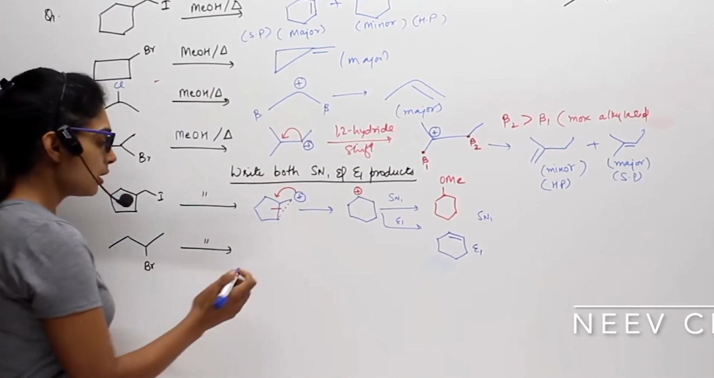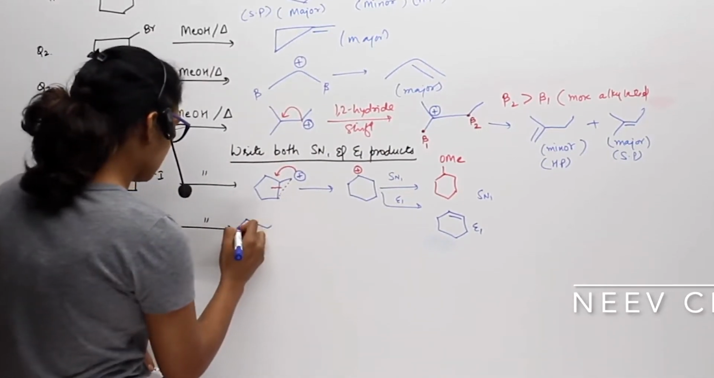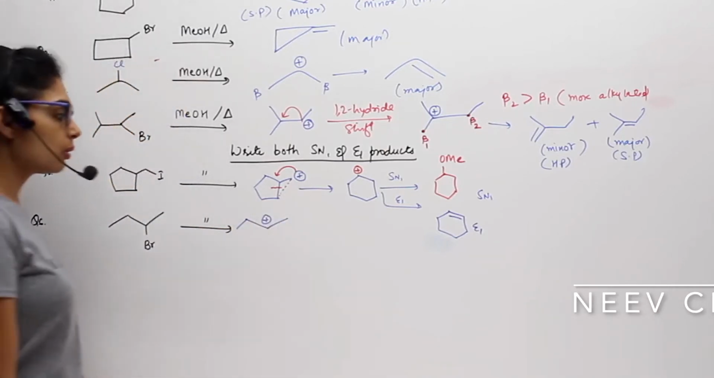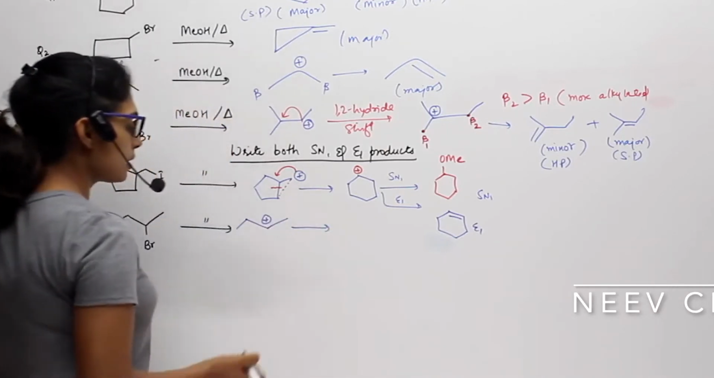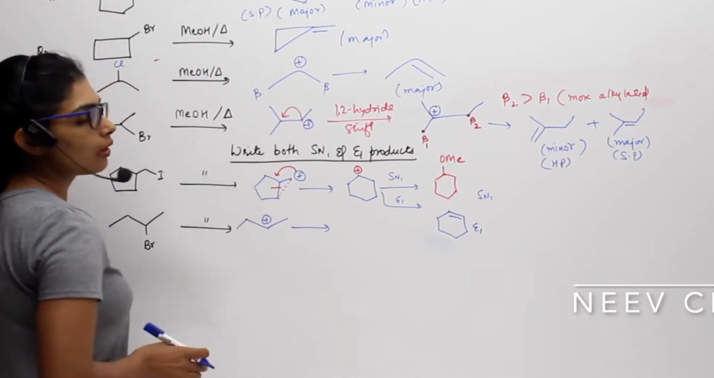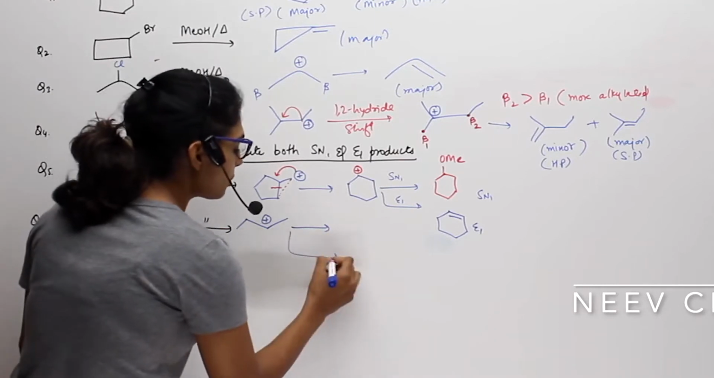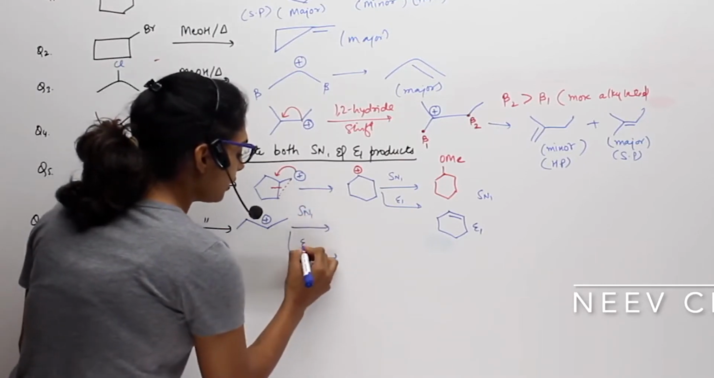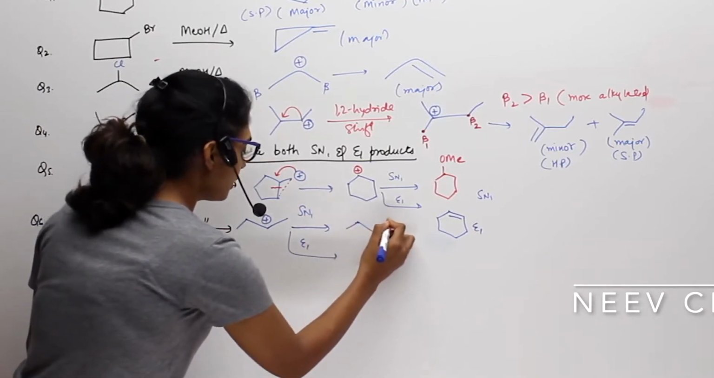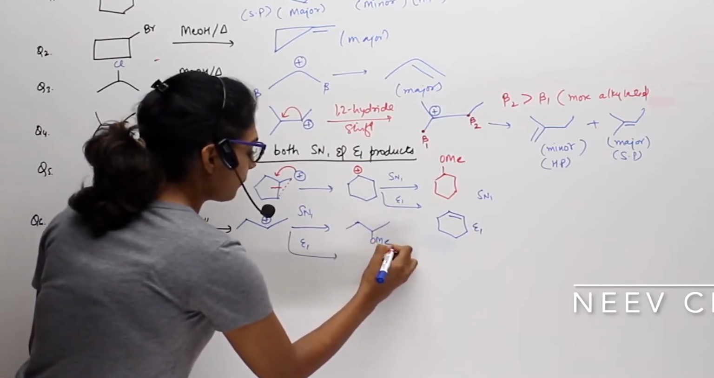Now come to this. This is how my carbocation will look like. Now again, this carbocation will rearrange? No, not required, because everywhere the degree is going to remain the same. So two possible options, SN1 and E1. If SN1 takes place, it will form the product like this, OMe.